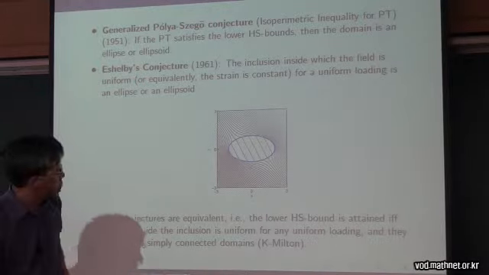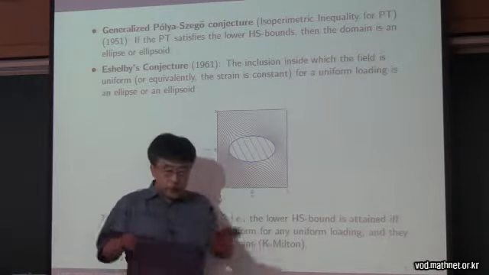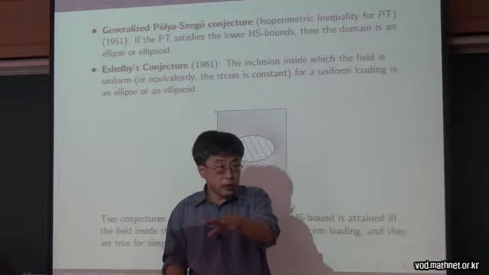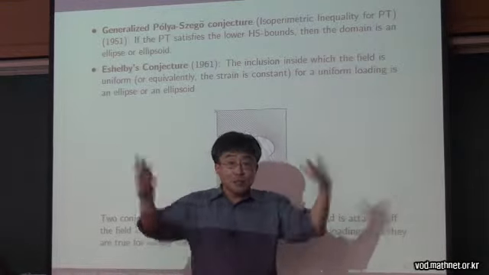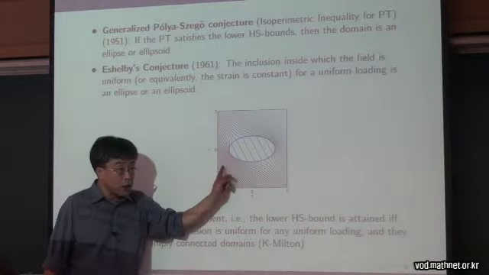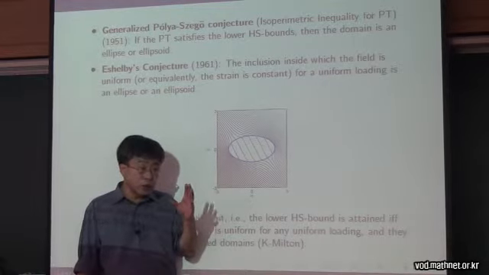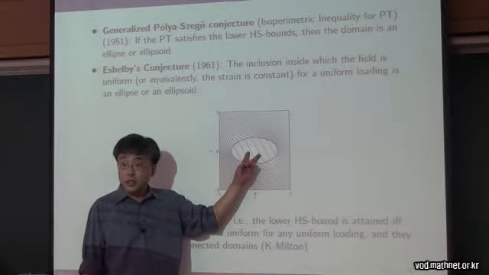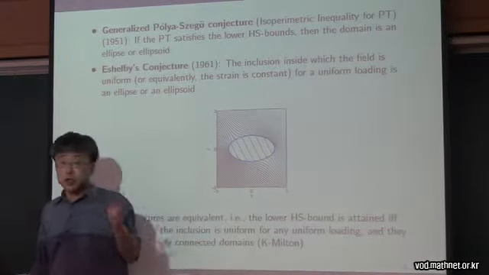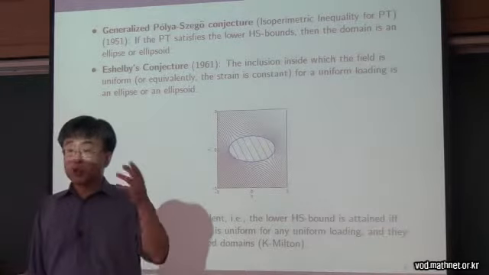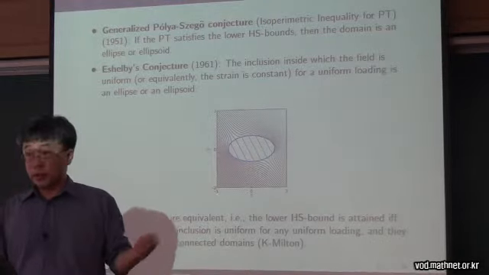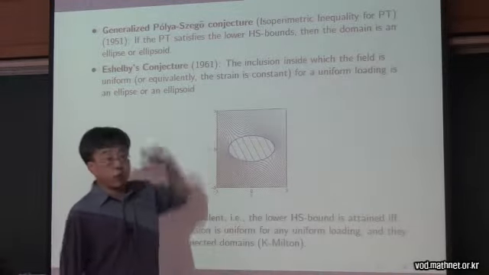Hyeonbae's conjecture is this. Okay, this is quite interesting. Suppose you have a uniform field. Now you insert a different kind of material, then the field is perturbed. But if the shape of the domain is an ellipse or ellipsoid, then the field inside is uniform. You see, this is linear. And there is a conjecture that a domain with such a property must be an ellipsoid. And these two conjectures are equivalent.